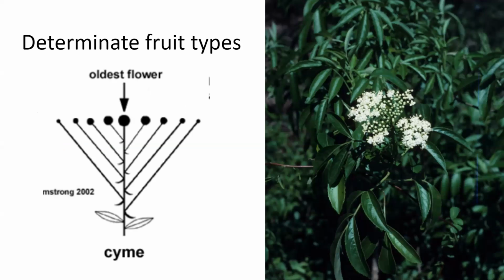In this case, because it's determinate, the first thing that flowers is the center. That's where the oldest flower is, and then it will continue to add flowers around the outside, but the number is determined right at the outset. An example of a cyme, from a species we already learned, is elderberry, Sambucus canadensis. It's hard to see from that photo, but the oldest flowers have finished in the center, and it still has open flowers around the edge.